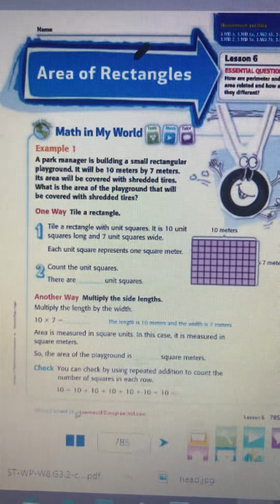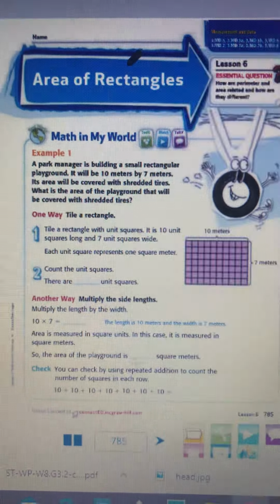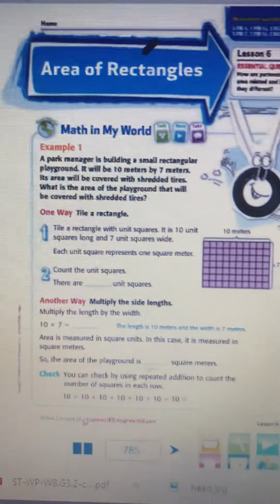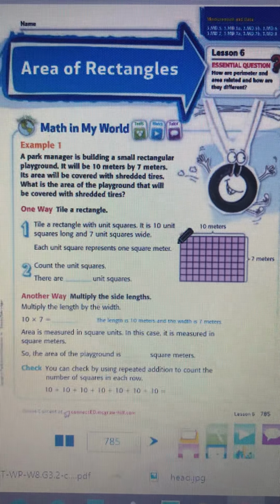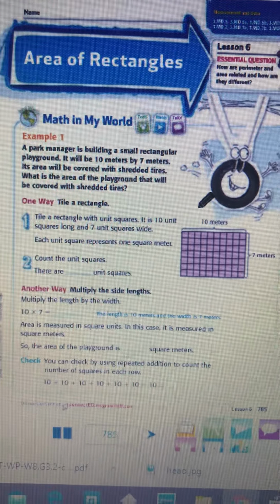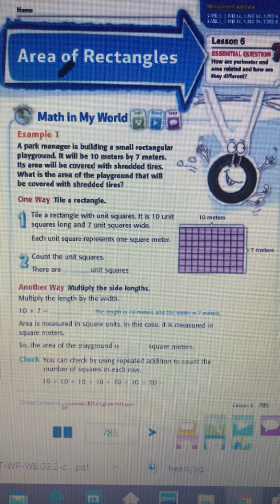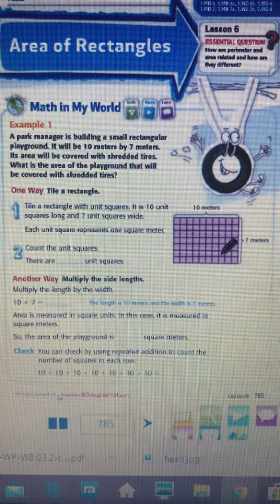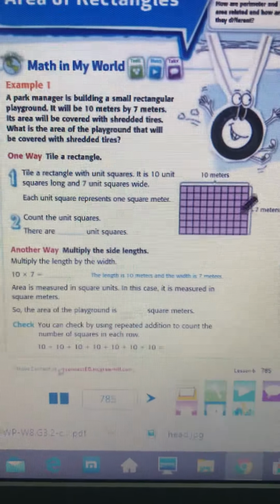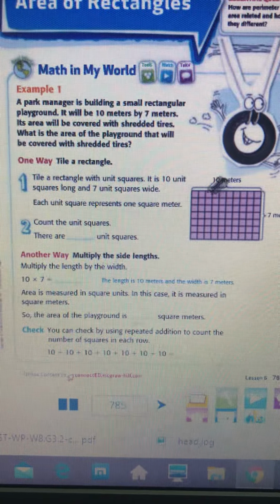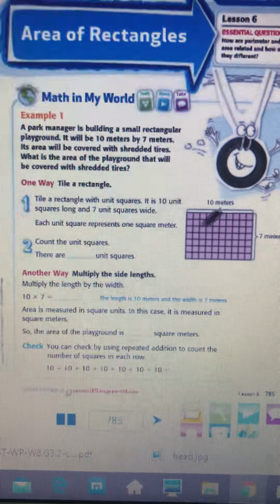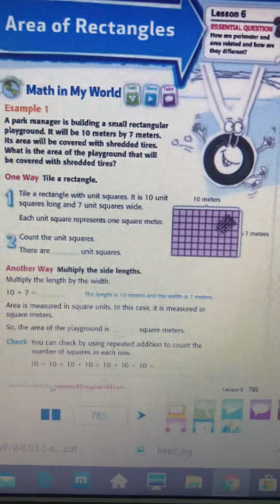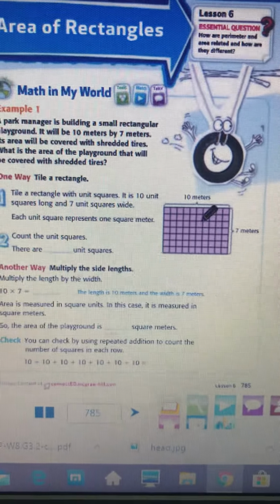So it's something related to the lesson that we had yesterday, which is about perimeter. But the only difference is that in perimeter, we are adding all the sides, isn't it? But in this lesson, when we are talking about the area, we are talking about how many squares are inside the figure. We are no longer talking about around it. We are now talking about inside the rectangle or any figure that will be given.